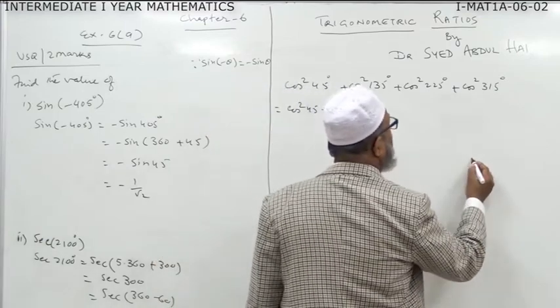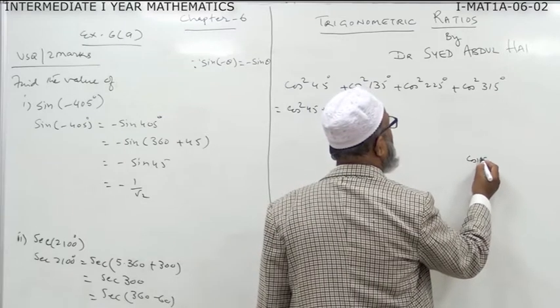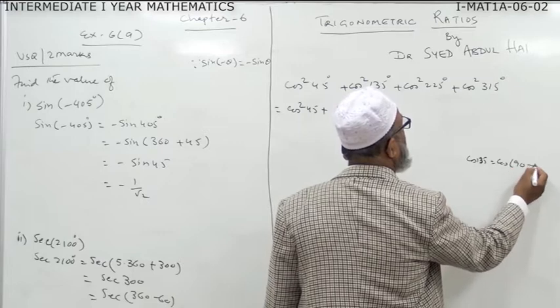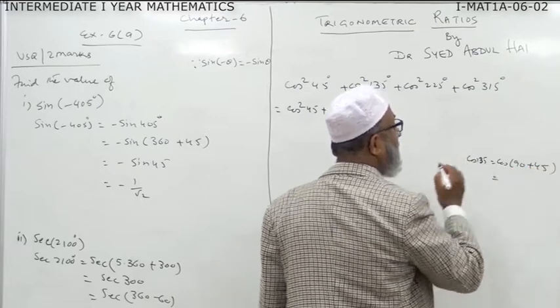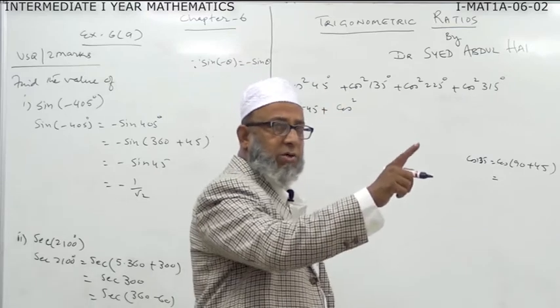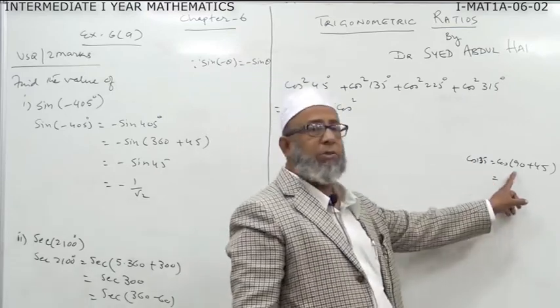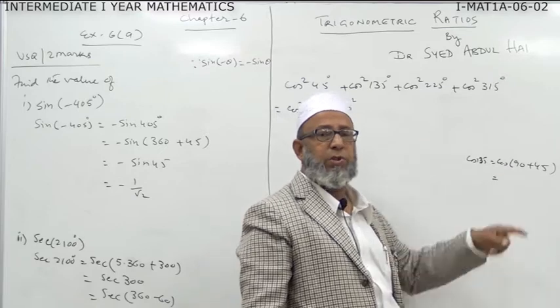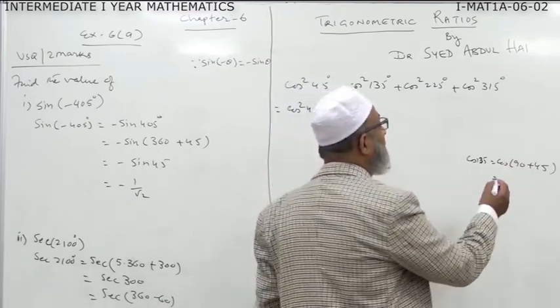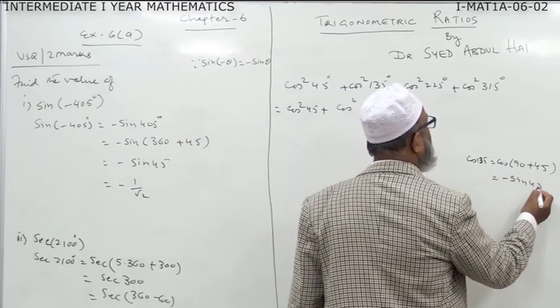Here, cos 135 is equal to cos of 90 plus 45. Which quadrant? 90 minus theta, first quadrant, 90 plus theta, second quadrant. In the second quadrant, all silver, sin is positive, cos is negative. So, cos 90 plus theta is minus sin theta, that is minus sin 45.